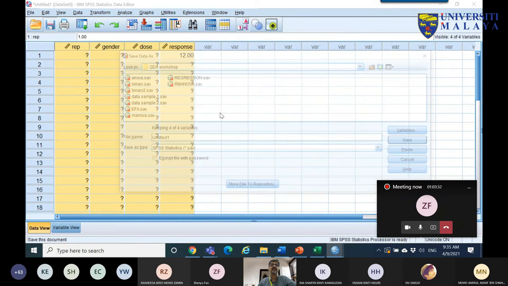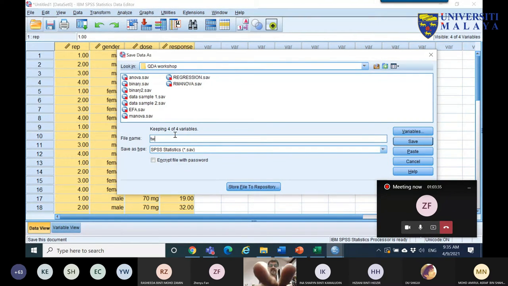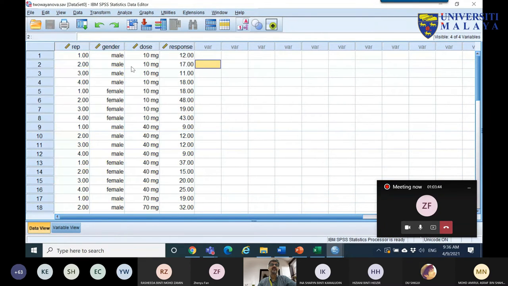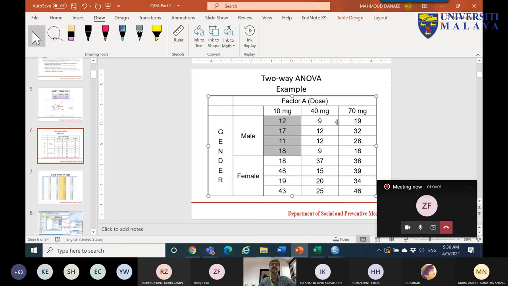So just save my data. I just save my data, two-way ANOVA data. Save it, okay? Now what I need to do, data are ready for analysis. I need to analyze data and check the normality of data, right? So can you tell me how many groups do I have right now? How many groups do I have here? Six. Yes, correct. We have six groups. Thank you.